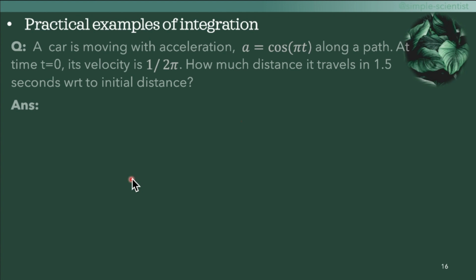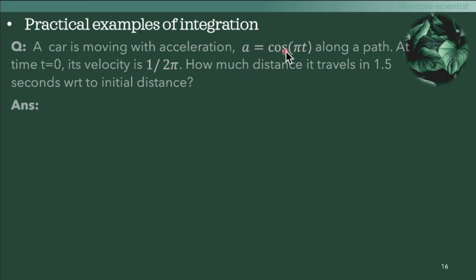Now let's take an example to make use of integration. The question is: a car is moving with acceleration a equals cos pi t along a path. At time t equals 0, its velocity is 1/2 pi. How much distance does it travel in 1.5 seconds with respect to the initial distance?